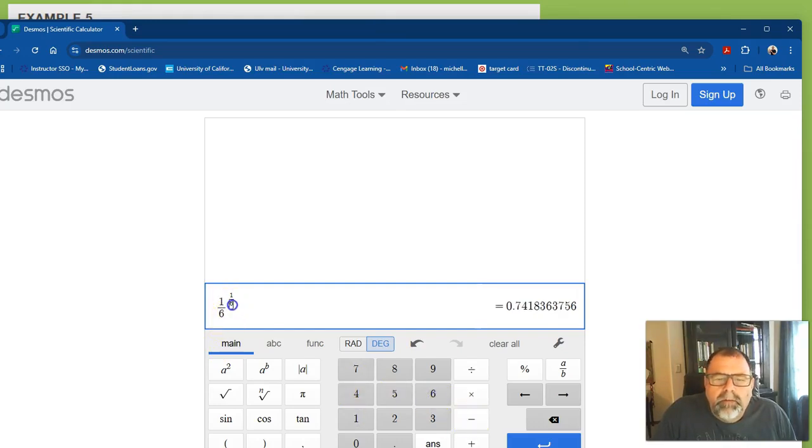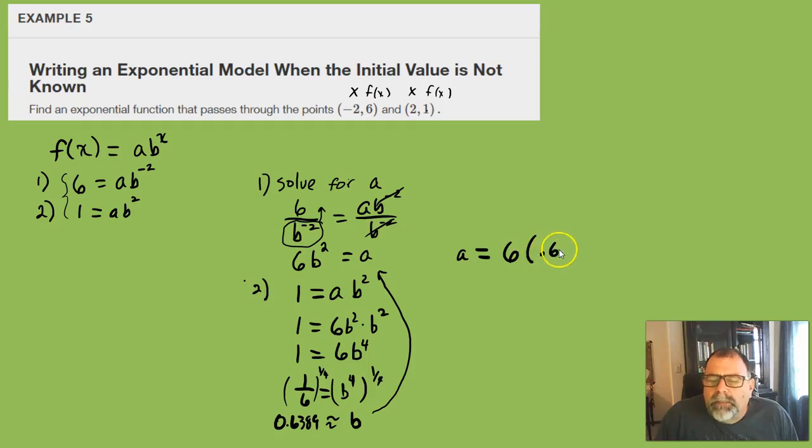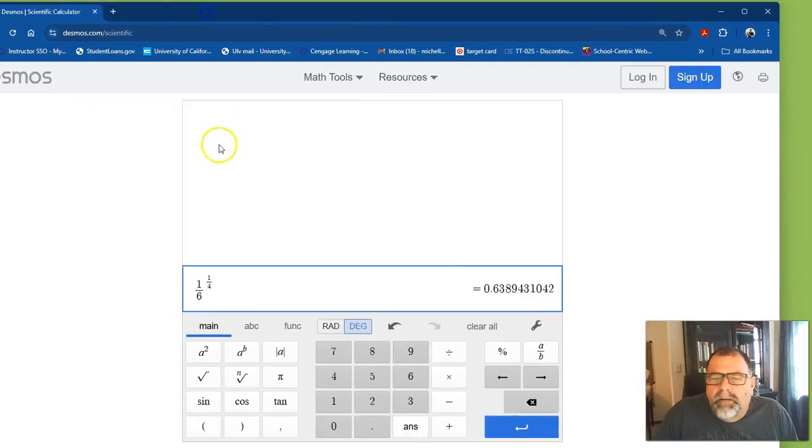6 to the 1/4 is 0.6389. Okay, and then we're going to take this and plug it back into that equation to find out a. So a equals 6 times 0.6389 squared.